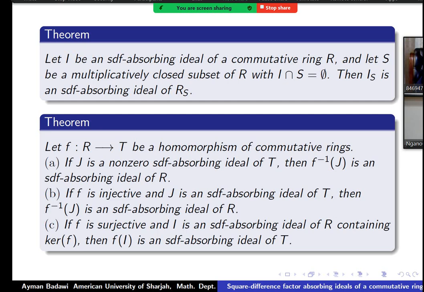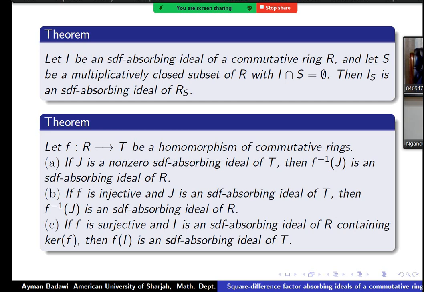And non-zero here is crucial. In fact, in the next slide, we have an example of a ring homomorphism where the zero will be SDF in T, but the inverse will not be SDF in R. So it's very crucial here, the non-zero. Okay, and this is expected: if f is injective, then the inverse will be.